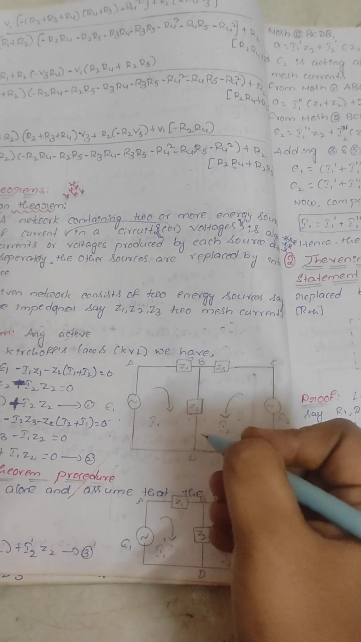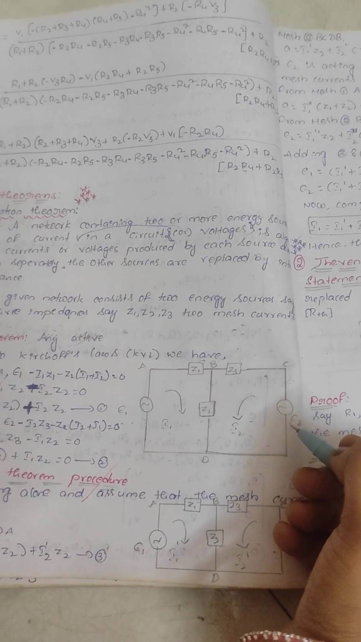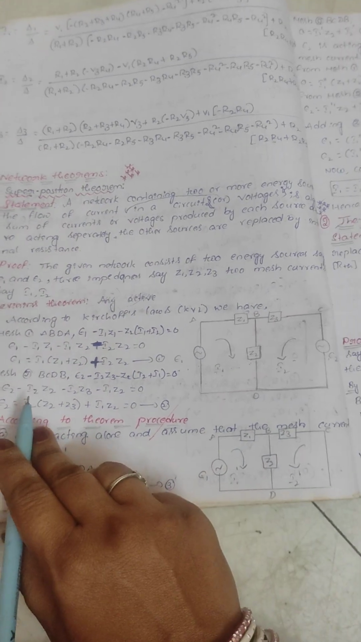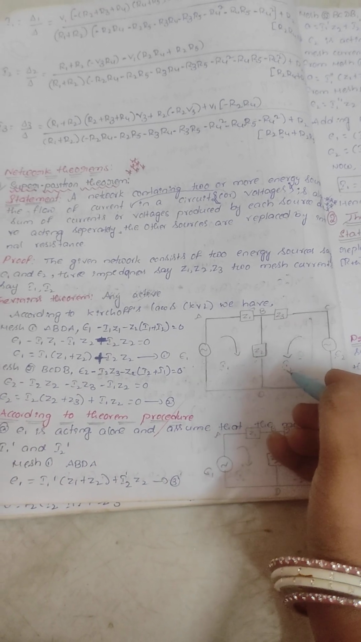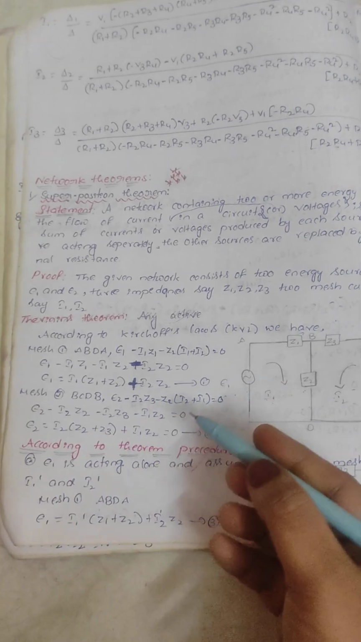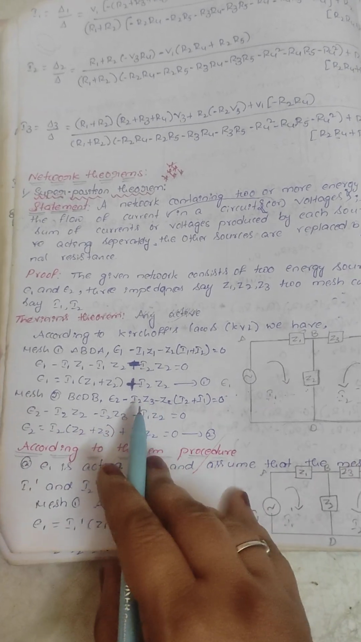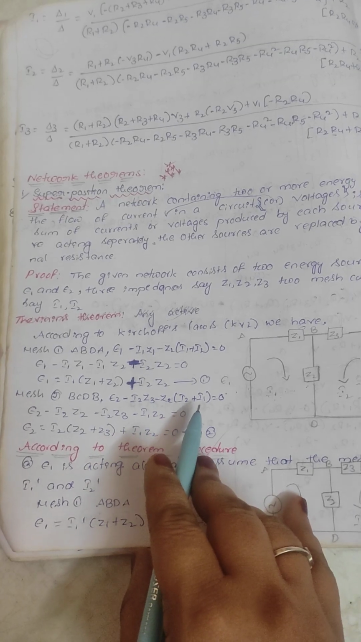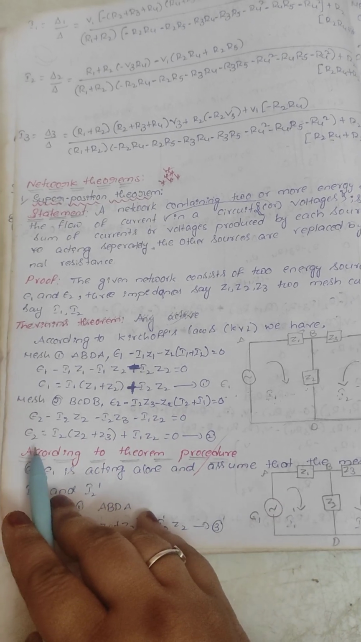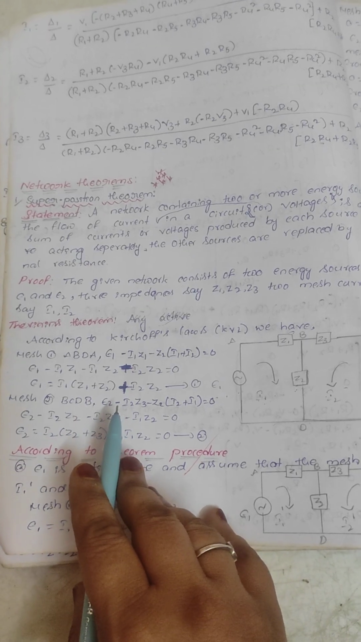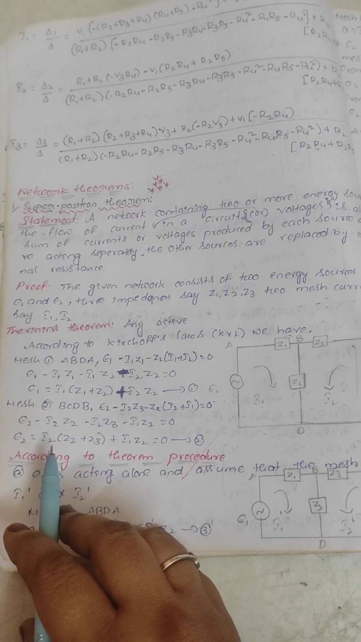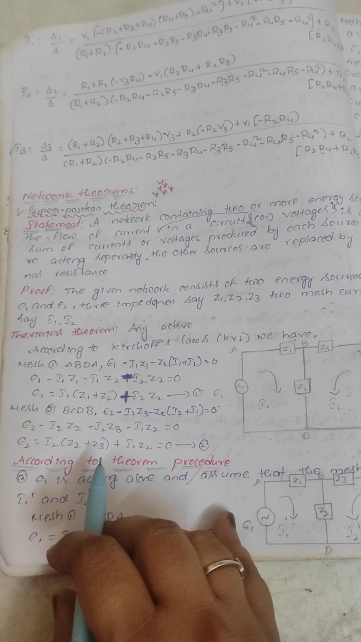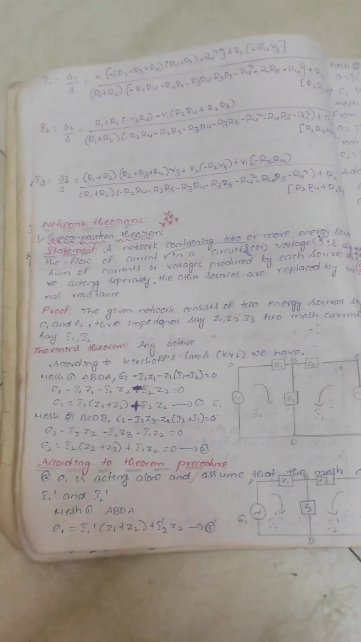That is, from the mesh BCDB, we have the equation E2 minus I2 Z3 minus Z2 into I2 plus I1. Now solve the equation. E2 minus I2 Z3 minus Z2 I2 minus I1 Z2 is equal to 0. Next, E2 is equal to, these negative signs become positive on that side, I2 here we have taken as common, I2 into Z2 plus Z3 plus I1 Z2. This equation we have taken as 2.